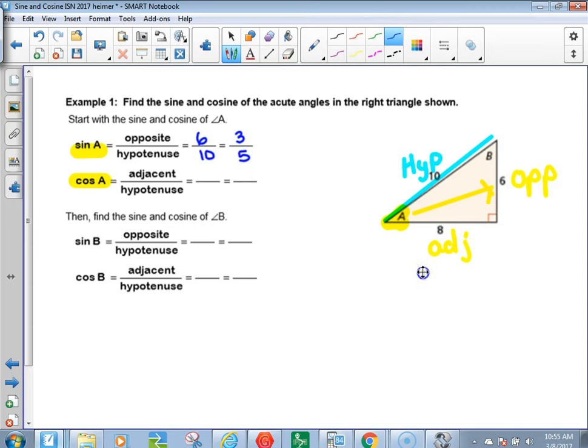The cosine of an angle is the comparison of the adjacent leg to the hypotenuse. The hypotenuse will never be in the numerator of your ratios. So the leg adjacent to angle A would be the 8, and 10 is the hypotenuse, so 8 over 10. And that reduces to 4/5.